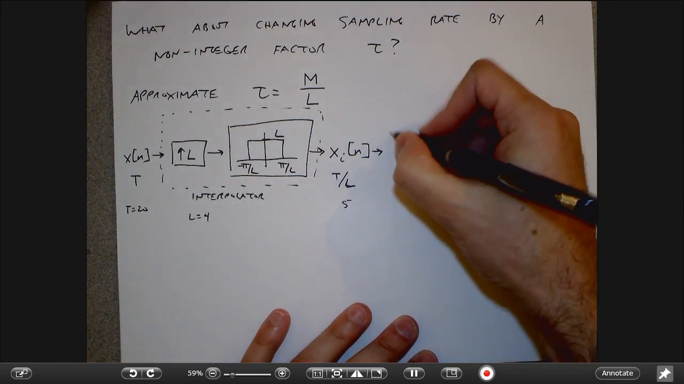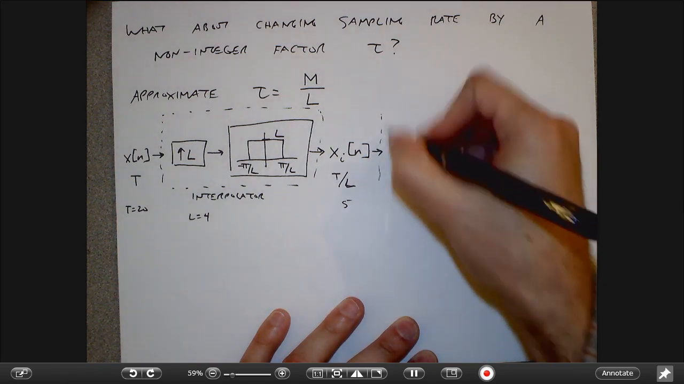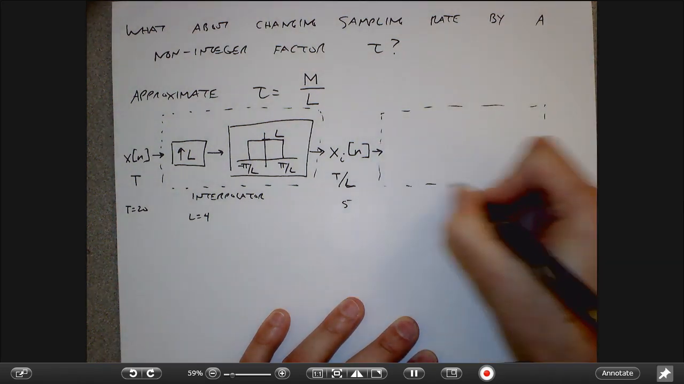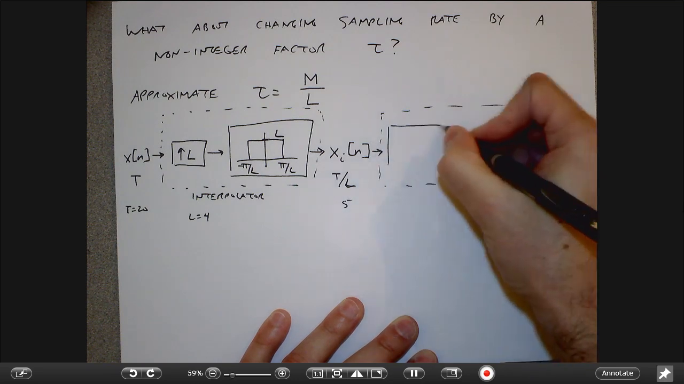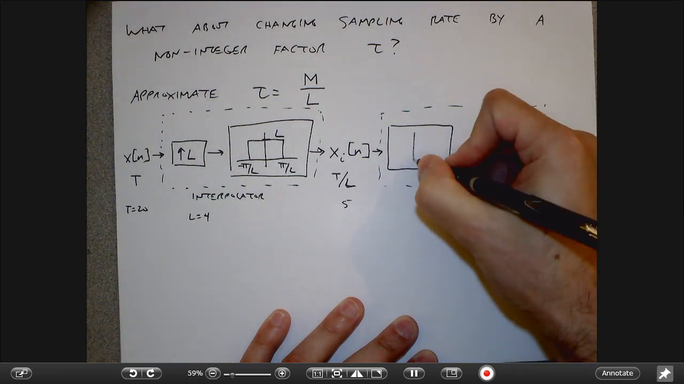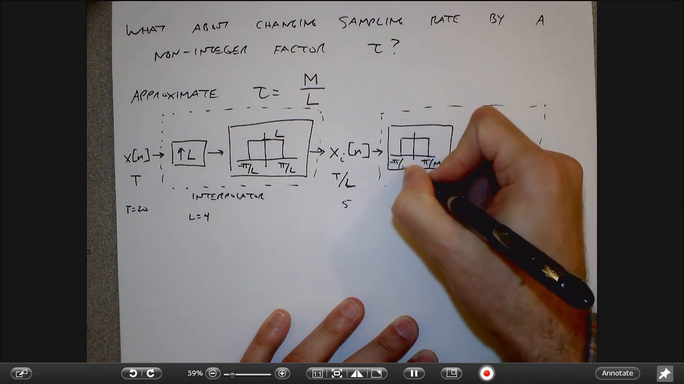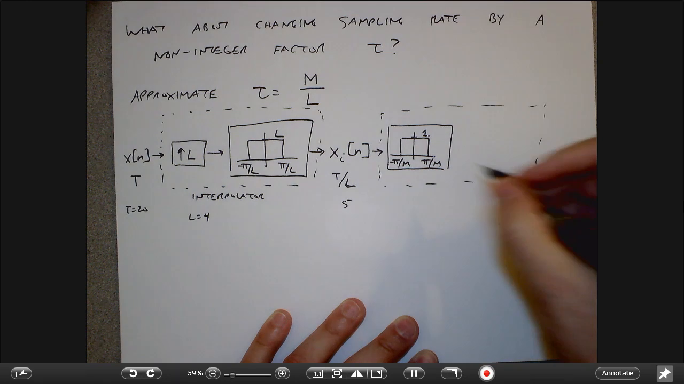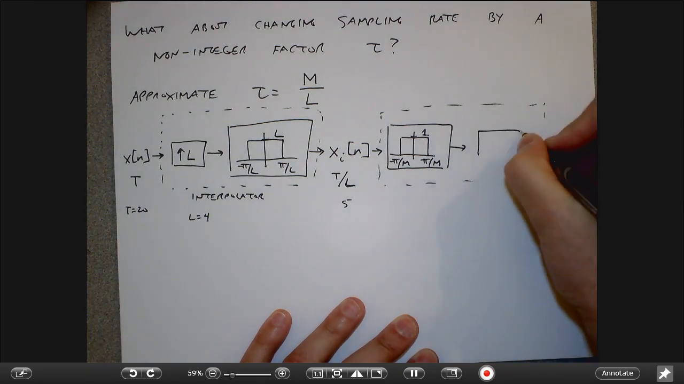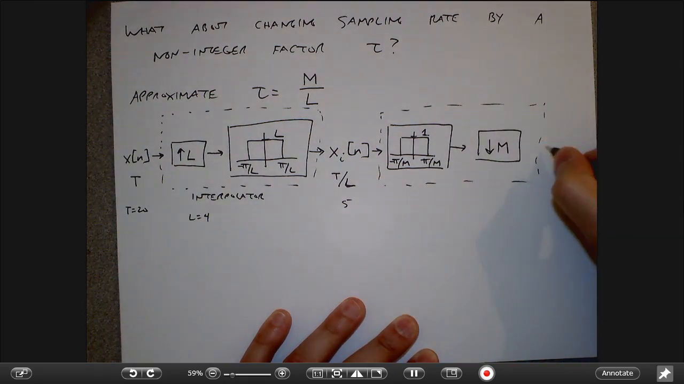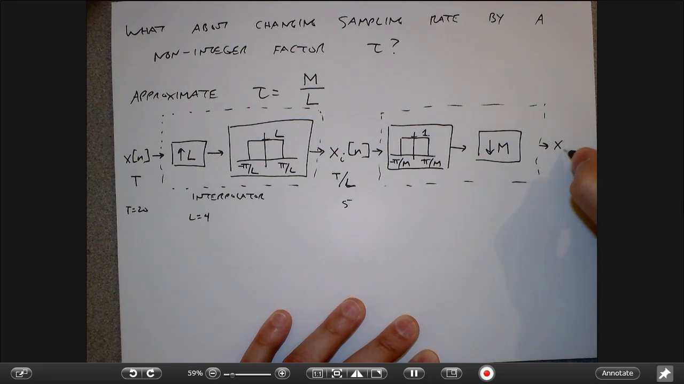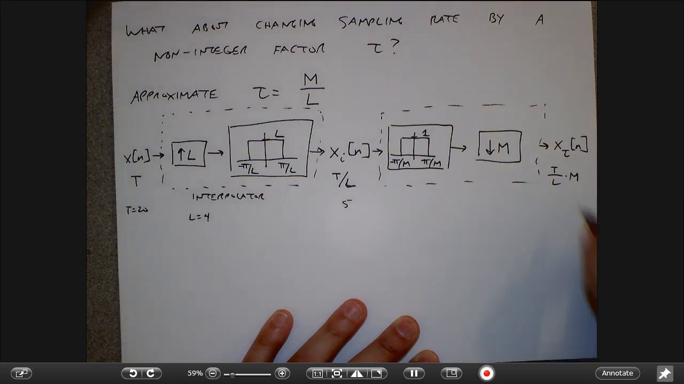So what I would do is have my block here, where to be safe, I would first do the prefiltering. So this is my preventative filter to avoid possible aliasing. Then I'm going to downsample that, and then my output signal, which I'm going to call x tau of n, basically has now a sampling period of T over L times M, right? And this is approximately equal to tau, right?